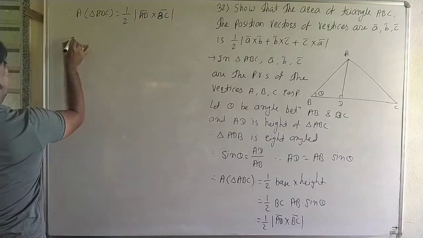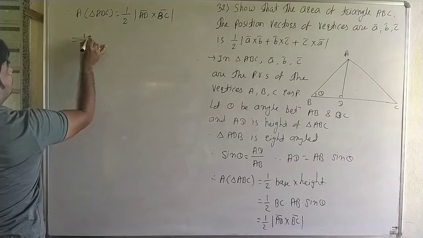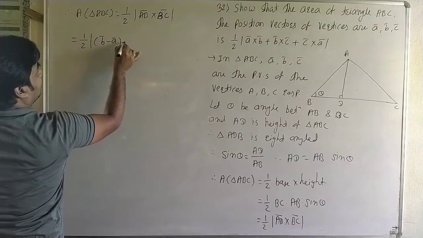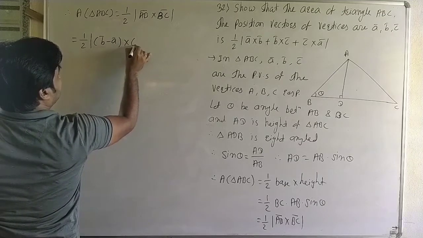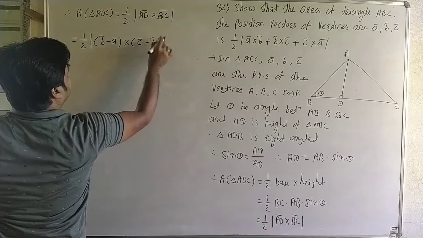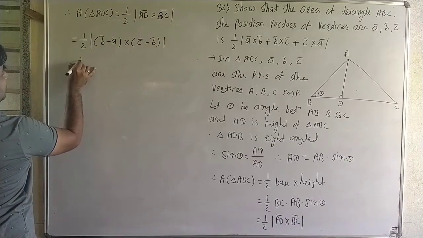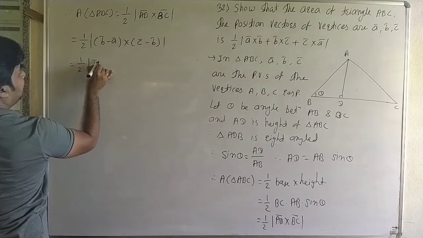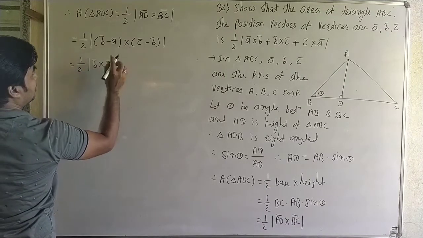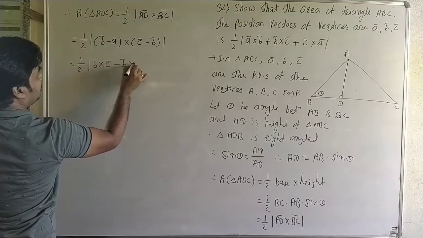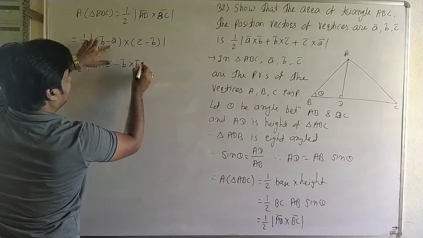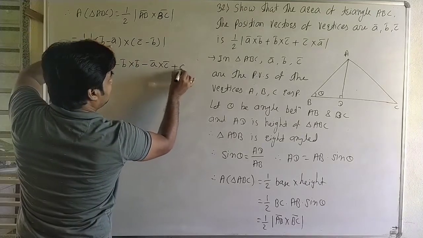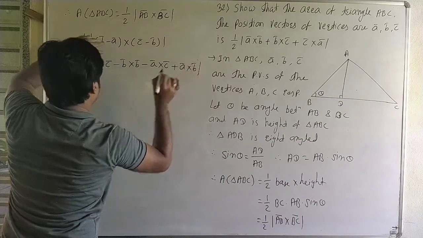Now we can write 1/2, AB is B bar minus A bar, cross C bar minus B bar, that is BC. Now we take the cross product. Then it is B bar cross C bar minus B bar cross B bar, then minus A bar cross C bar and plus A bar cross B bar.